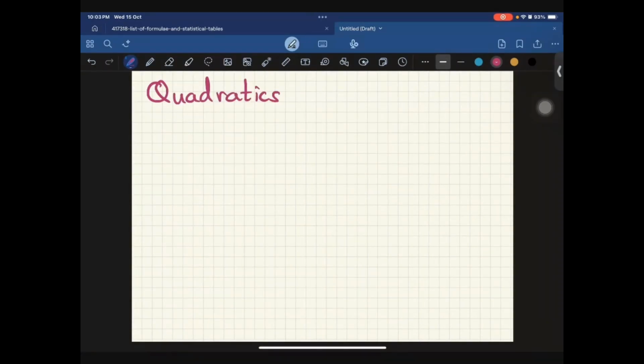So, very basic. Quadratics is basically when we're studying quadratic equations. Okay. And then what are quadratic equations? Equations basically have a variable, and the variable has a certain power.